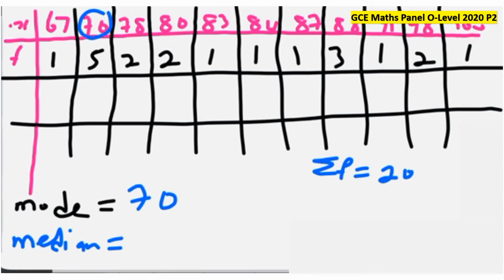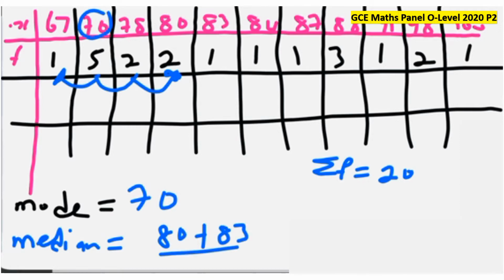From our table, when we start adding, 1 plus 5 is 6, 6 plus 2 is 8, plus 2 is 10. So the 10th number occurs at 80. At the 11th position, we have 83. We divide the sum by 2, and that gives us the median to be equal to 81.9.